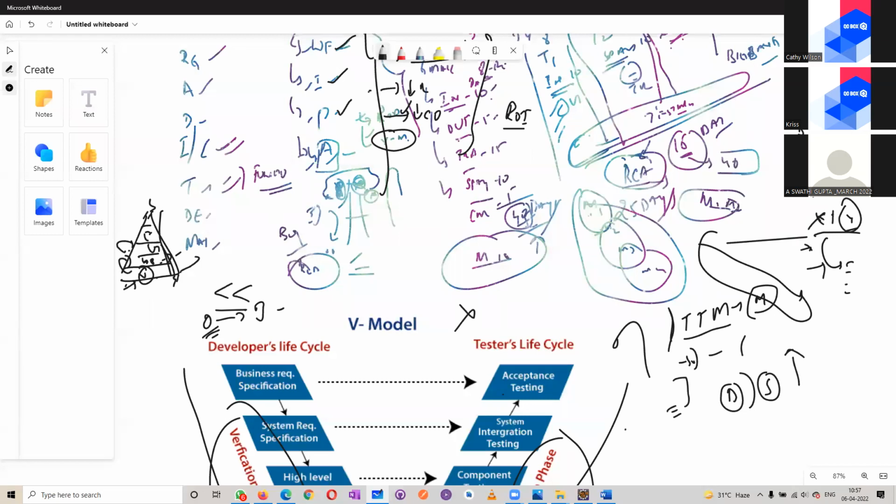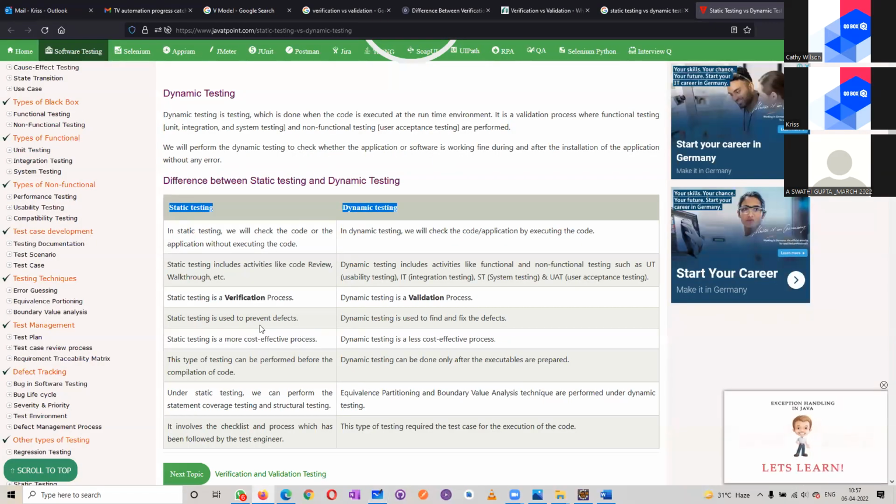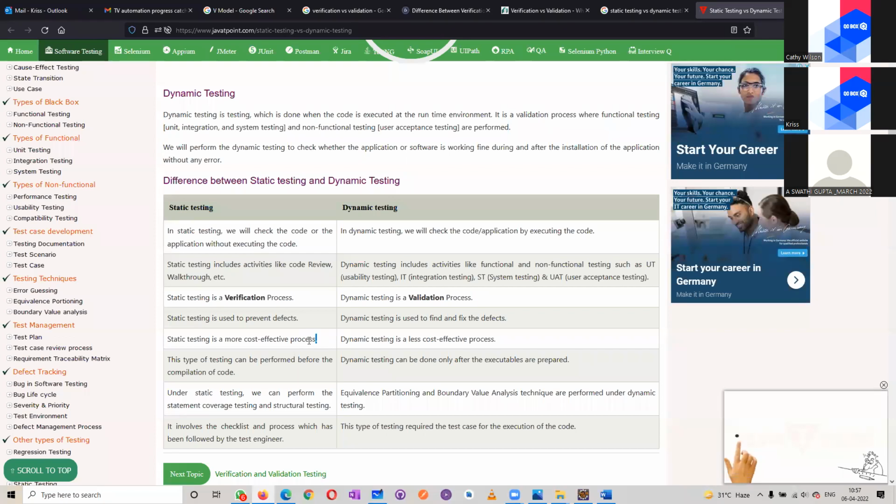Okay, so that the cost of the defect would be reduced. Now, before executing itself, if I try to identify that defect and fix it, then that would be much more cost effective. But this is less cost effective. Then definitely the defect will be fixed, but it would be a little more costly.